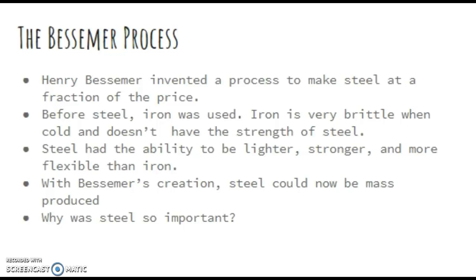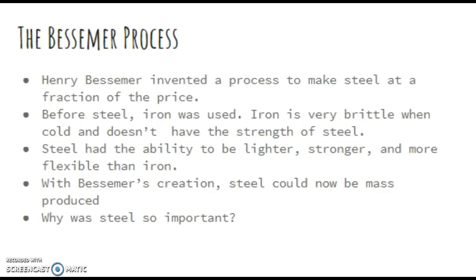All right, the Bessemer process. Henry Bessemer invented a process to make steel at a fraction of the price. Before steel, iron was used. Iron is very brittle when cold and doesn't have the strength of steel. Steel had the ability to be lighter, stronger, and more flexible than iron. With the Bessemer creation, steel could now be mass-produced.